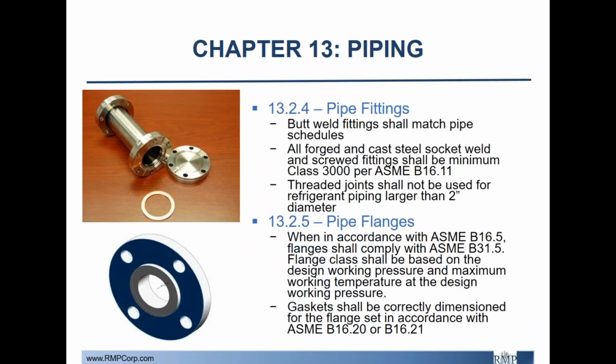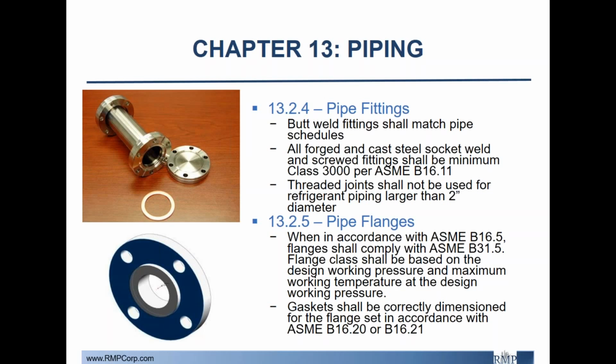So for pipe fittings, butt weld fittings shall match the pipe schedules. The exception to this is that the schedule of butt weld fittings joining the pipe at a wall thickness change shall match the schedule of the thicker wall pipe. The internal diameter at the end of the fitting connecting to the thinner wall pipe shall be machined or ground to match in accordance with ASME B31.5.